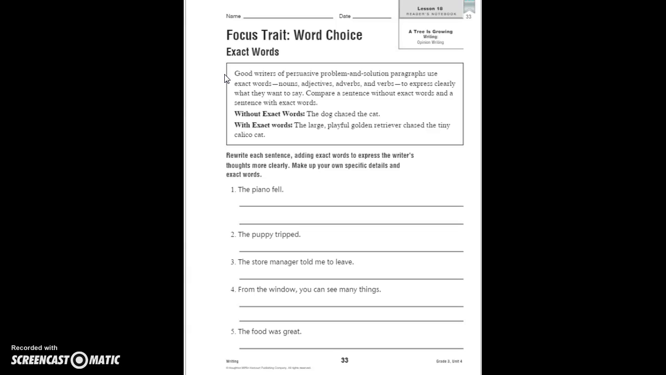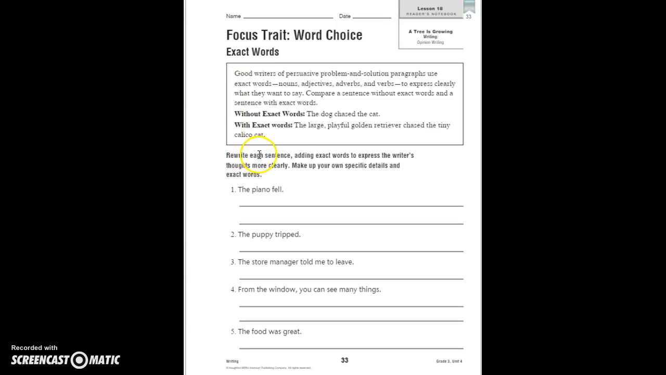We're going to compare a sentence without exact words and a sentence with exact words. So here's the one that's kind of vague and uses general words. The dog chased the cat. Now here's an example with exact words. The large, playful golden retriever chased the tiny calico cat. Do you see how choosing exact words can help you clearly support and get your point and your story across?